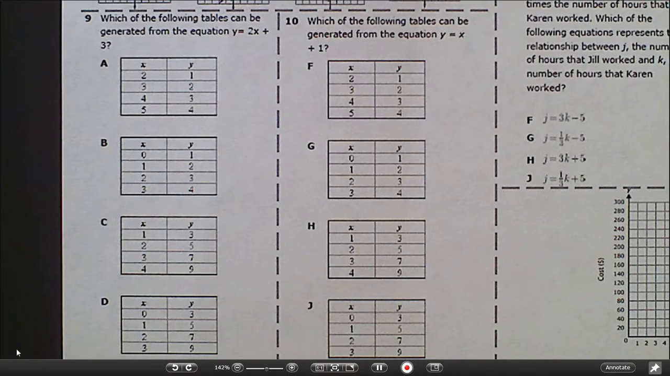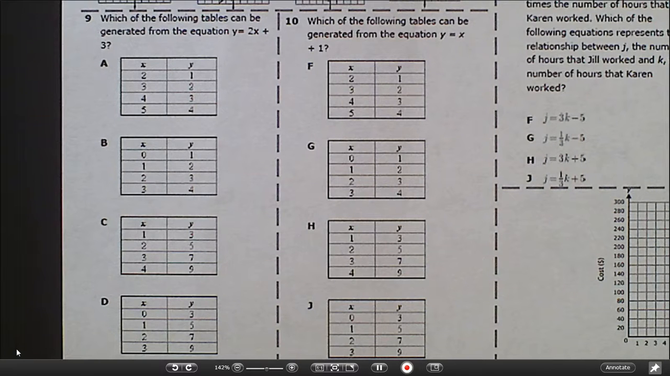I'd like to jump past number 3 for just a minute and come over here to number 9. So turn your paper over to the back. And we need to figure out which of the following tables can be generated from the equation y equals 2x plus 3.